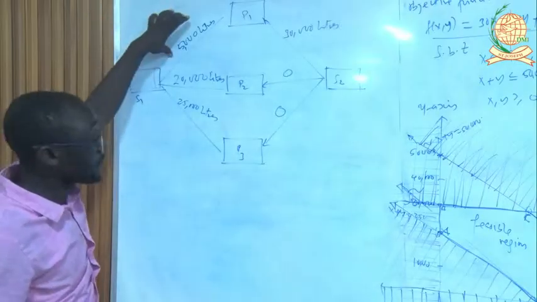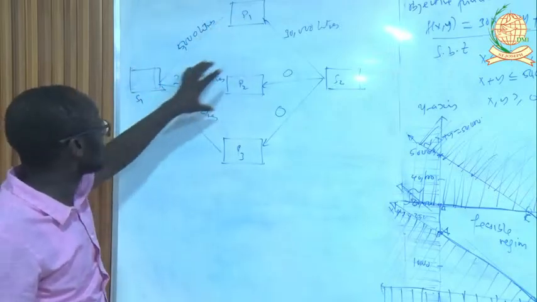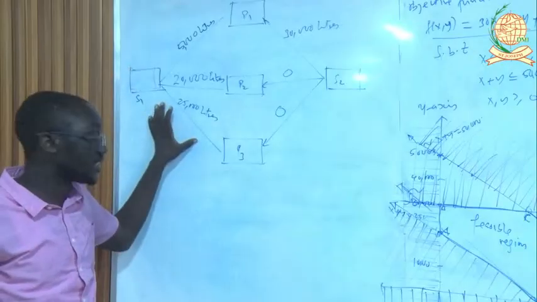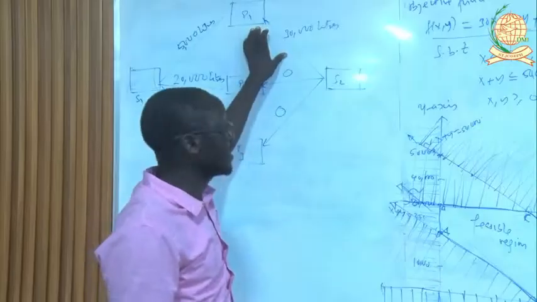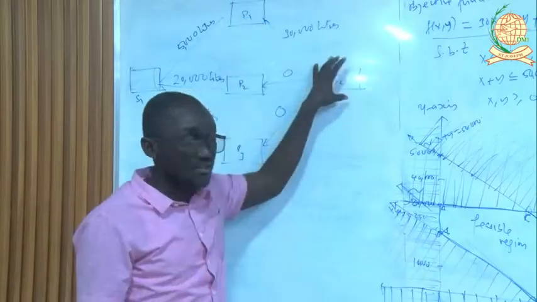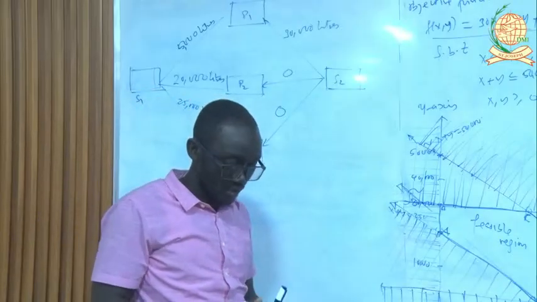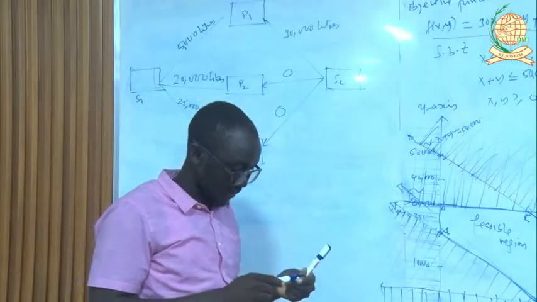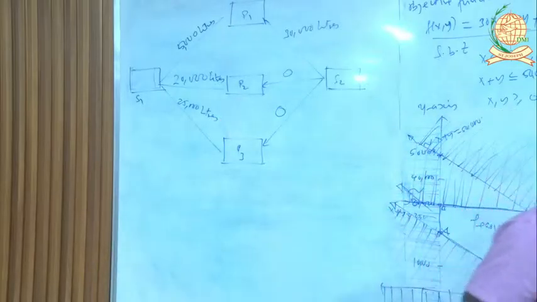That from S1, 5,000 liters to P1, from S1 2,000 liters to P2, from S1 25 liters to P3. But from S2 only 30,000 liters to P1 and nothing to P2 and P3 from S2. So we are done with question number 3. Then we will proceed with other questions.